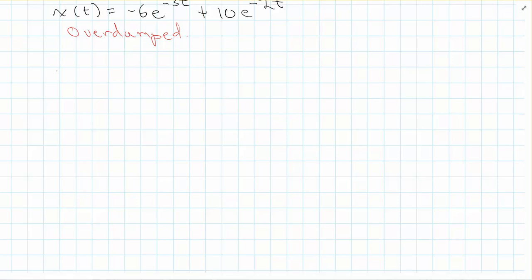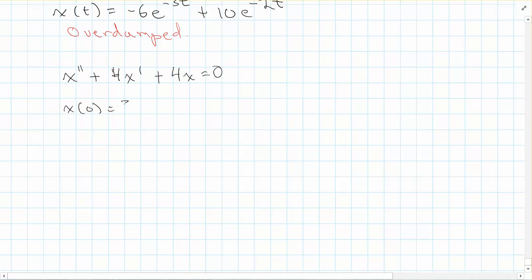Alright, so now let's move on to the second example here. The second example, let's look at x double prime plus 4x prime plus 4x equals 0, and we'll say x at 0, in this case we'll say it's 3, and then x prime at 0 we'll say is equal to 5.